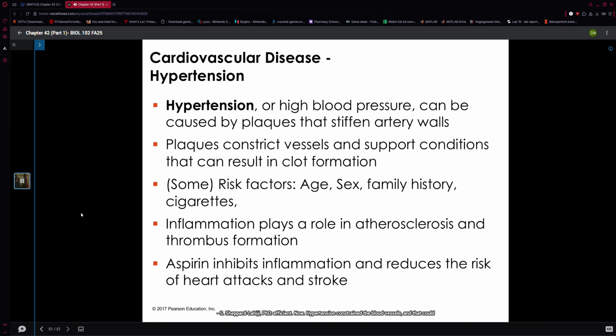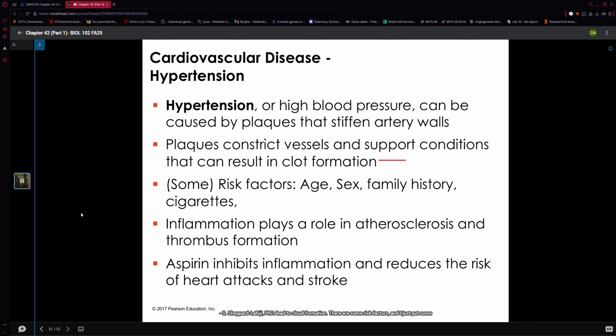Now, hypertension can strain the blood vessels, and that can tear the endothelium. And when there are tears in the endothelium, that can lead to atherosclerosis, like what was discussed earlier. And the atherosclerosis can then worsen the hypertension because the lumen has changed, and it can result in a really harmful positive feedback loop. So the plaques can constrict the vessels, and that can support conditions that can lead to clot formation.